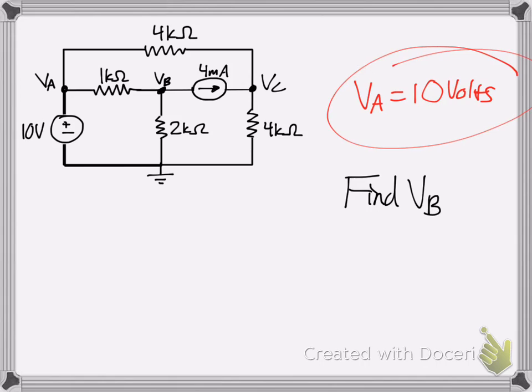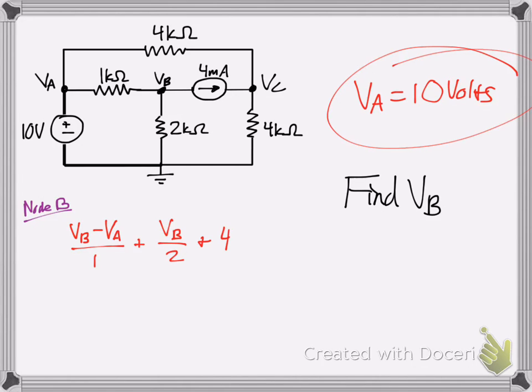Now let's find VB. Since I is equal to V over R, nodal analysis involves current, where all the current at that node is equal to 0. So at node B, this is where VB is, the voltage difference VB minus VA over that 1 kilo ohm resistor is the current coming to VB. Then the current leaving VB is VB over 2, because of that 2 kilo ohm resistor. And then we also have the 4 milliamp current leaving.